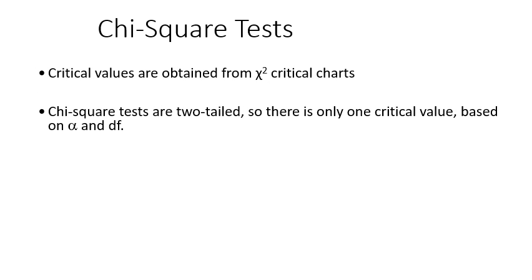We're going to use chi-square critical charts. I've got it on the next slide. We'll talk about it briefly a little bit more on the next slide. Chi-square tests, as I said, are two-tailed, so there's only going to be one critical value, and it's going to be based on alpha and degrees of freedom. Like I said, there's ways to get around the two-tailed, but that's way more than what we're going to cover. Figure they're two-tailed. It's always two-tailed. It's always one chart. And the critical value is going to be based on alpha and degrees of freedom.